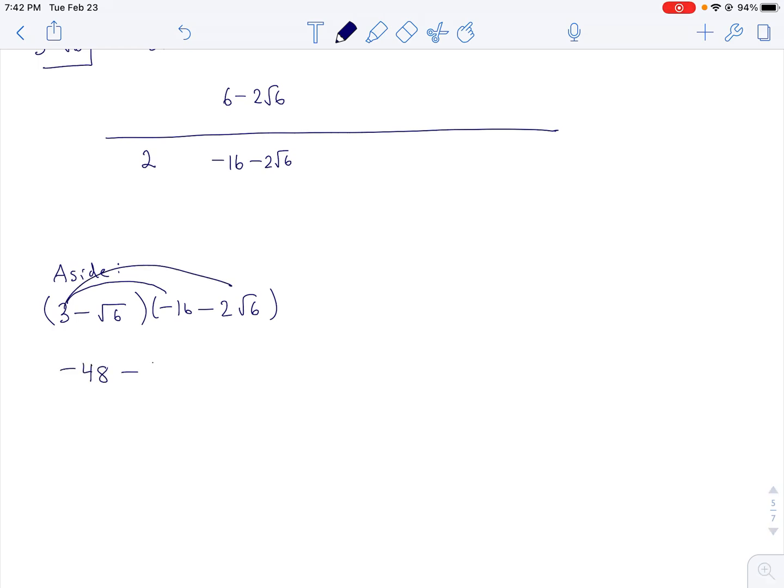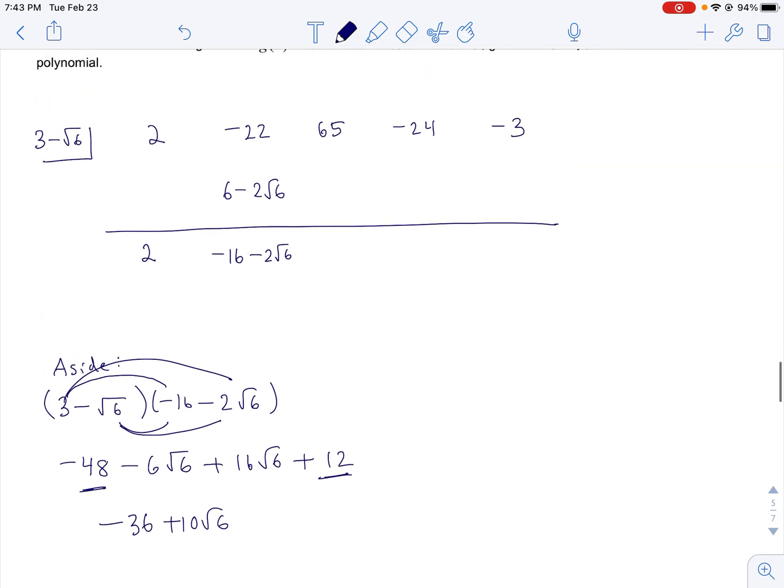3 times negative 2 is negative 6 root 6. The inside terms, 2 negatives give you a plus, 16 root 6, and on the end, 2 negatives would give you a plus. It's 2 times 6, which is 12. You know, those 2 square root of 6s give you 6, and the 2 gives you 12. And then you collect like terms, right? The negative 48 plus 12, that's a negative 36. And the 16 root 6 minus 6 root 6 is 10 root 6. So that's a lot of steps just to give you this value right here.